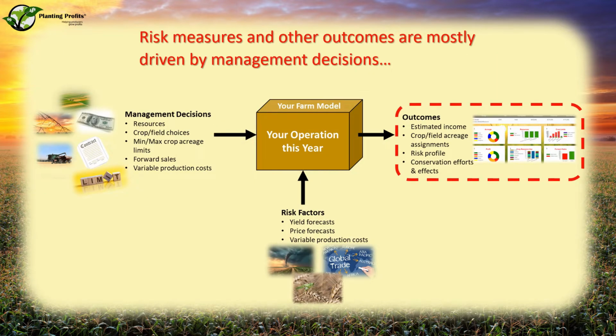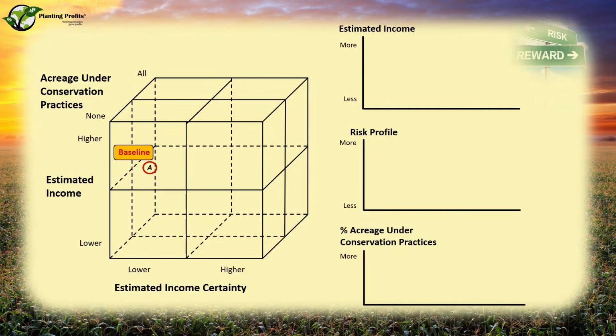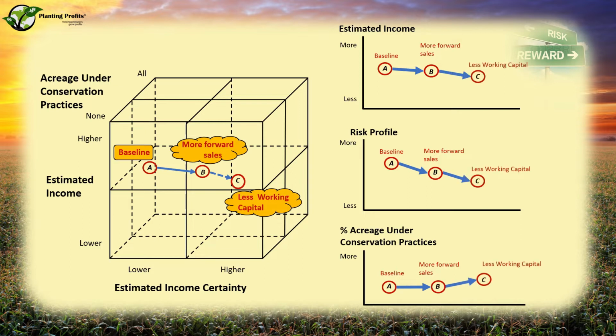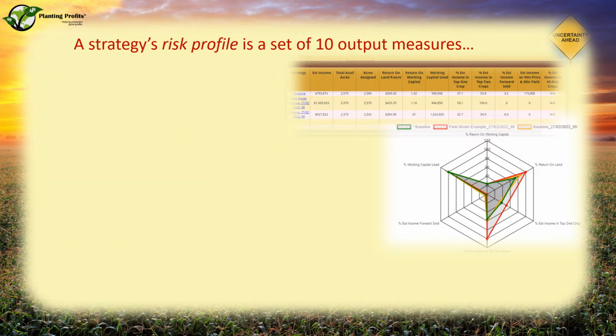Risk measures and other outcomes are driven by management decisions. Risk, profitability, and asset use are all related. Every action has a reaction. Changes in the risk profile cause changes in estimated income and asset use. To manage risk, first define it, then find it.